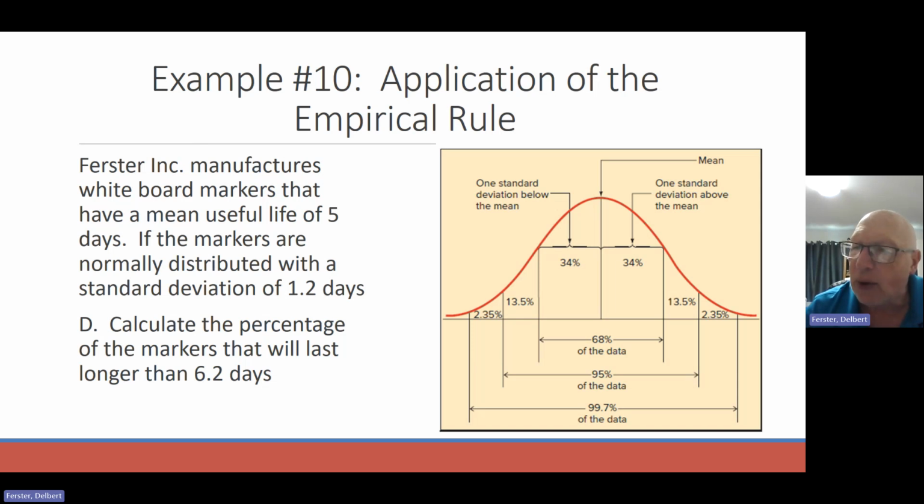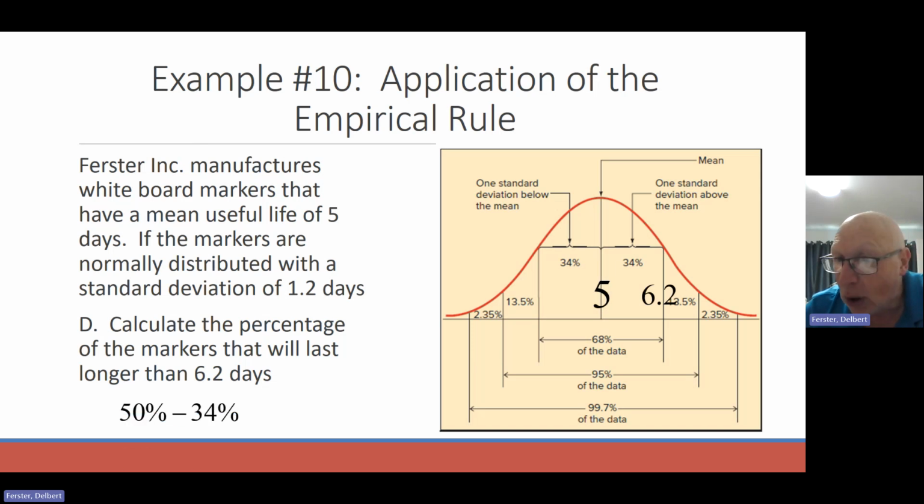So if you're tracking that on the little picture out here, you and I in effect are saying, what percentage of the markers last longer, are values that are greater than 6.2? And that's the right side tail of this curve. It looks like the areas that are included would be 13.5% in addition to 2.35%. So there's your 5, that's the mean, and there's 6.2, that reflects 1 standard deviation above. So we're looking at that right side tail area.